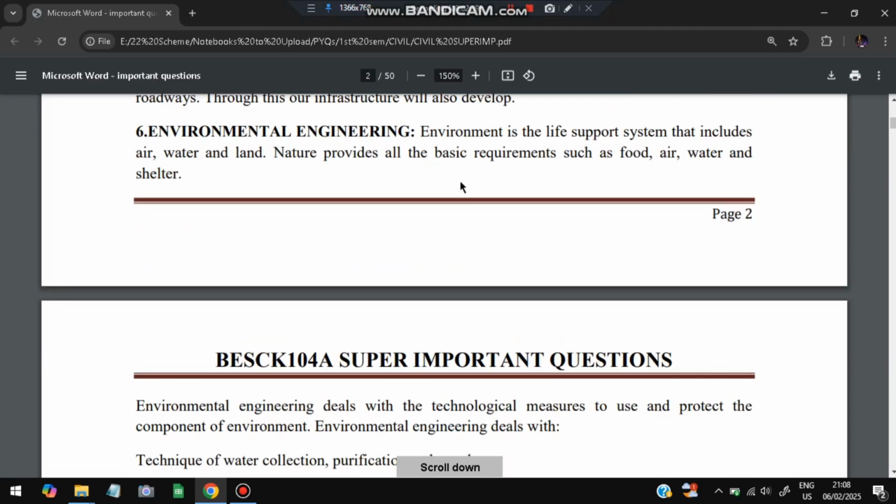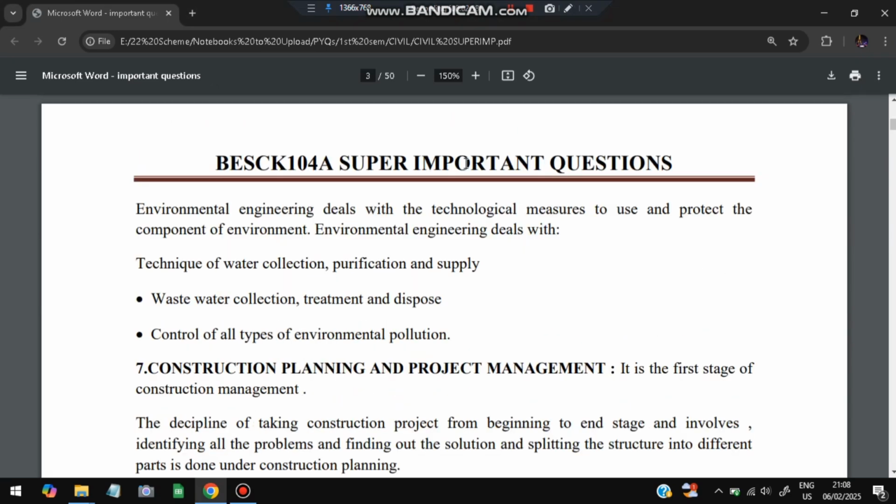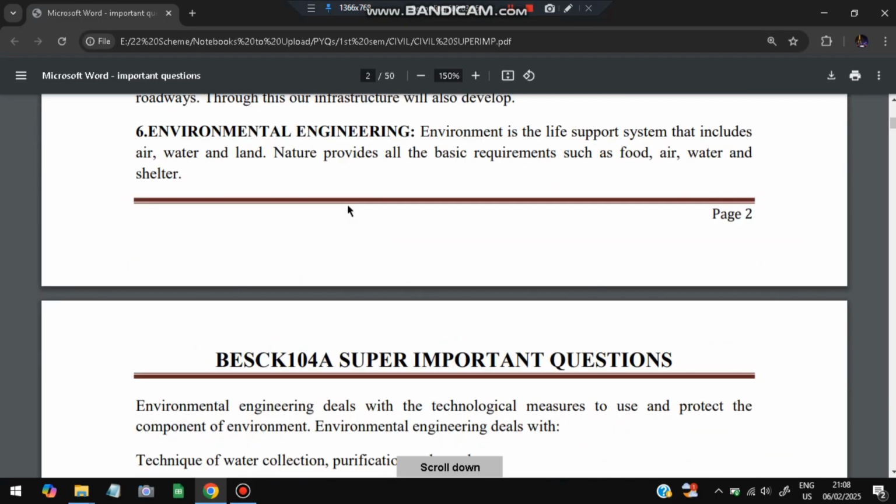Next is environmental engineering. It includes the ecosystem, the nature which provides all the basic requirements such as food, air, water and shelter. So all those things present in nature, air, water and land, we study them, and the best way to use them and protect them from becoming extinct, and the techniques for water collection, purification, all those things come under environmental engineering.